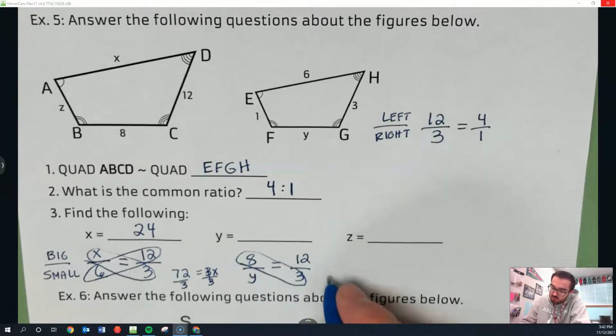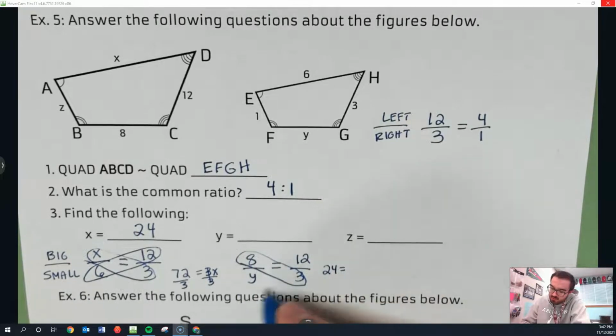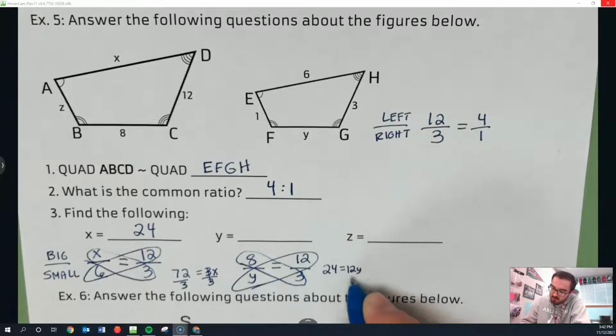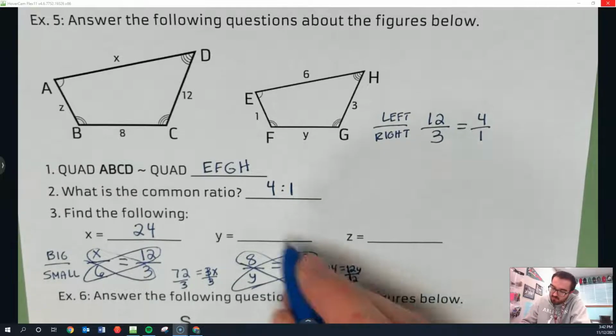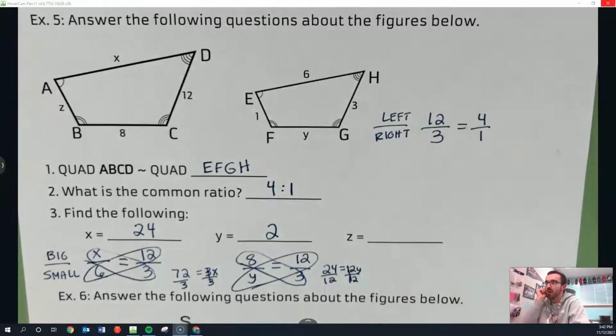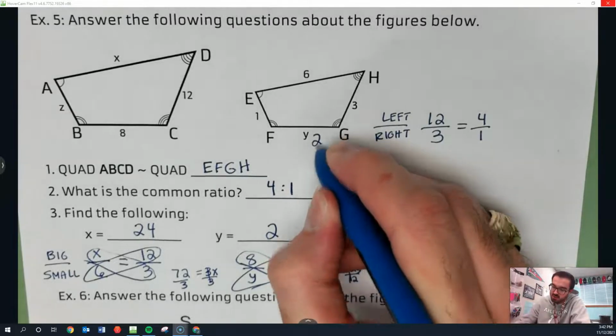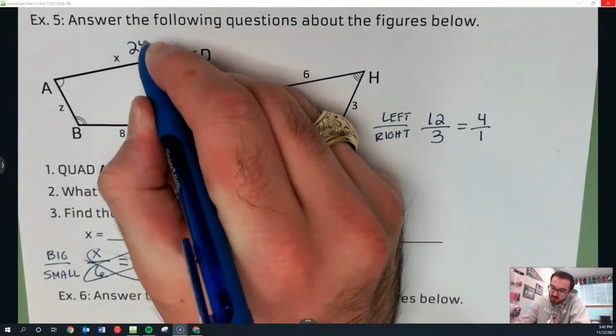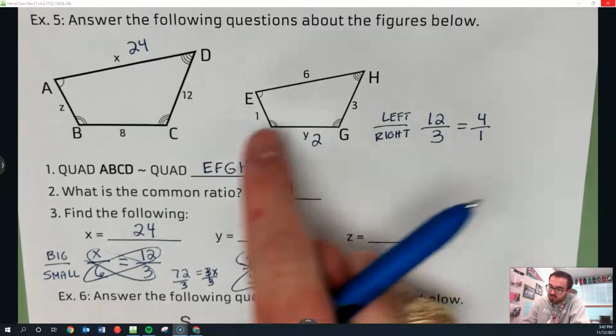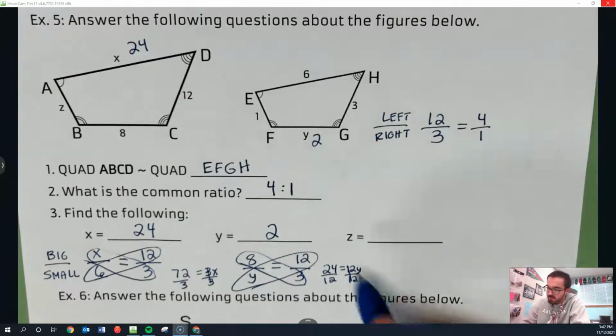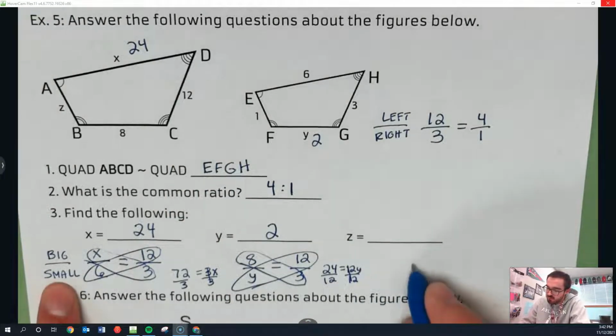Cross multiply, 24 equals 12y. Divided by 12, 24 divided by 12 is 2. So y is 2. We already know x was 24. Notice how we're starting to fill in the gaps. We only have one more that we don't know. So z, let's do big over small.